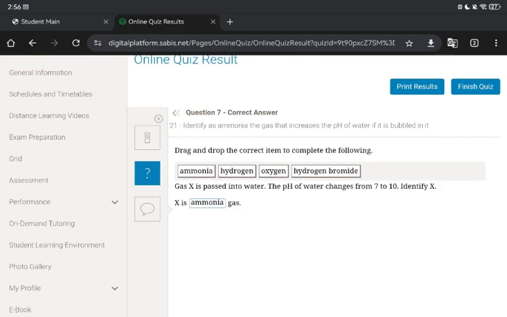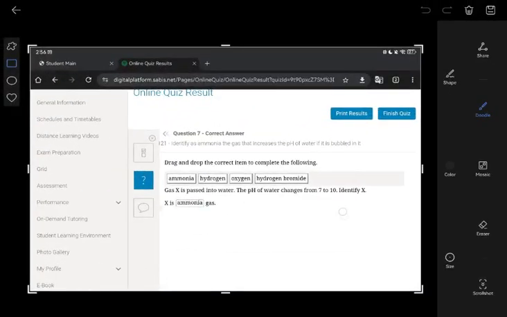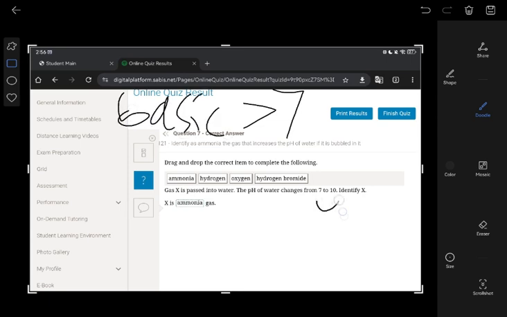Gas X is passed into water, and the pH of water changes from 7 to 10. Remember, anything more than 7 is basic. So that means it went from neutral to basic. Which one of these is basic? You should know by now, it's ammonia.